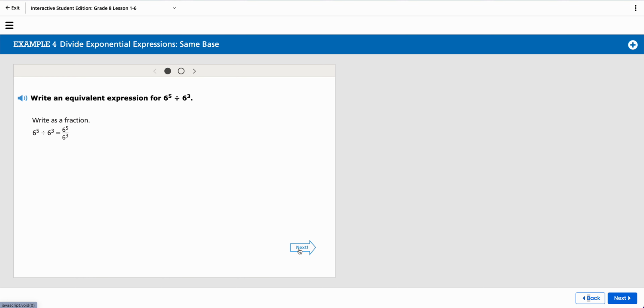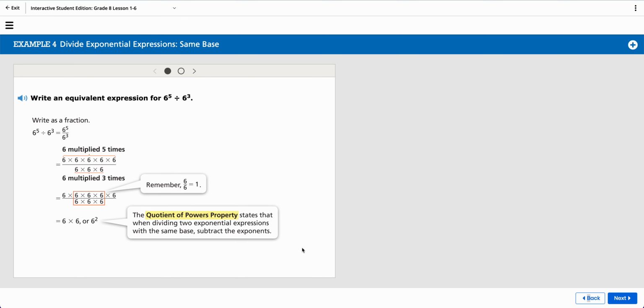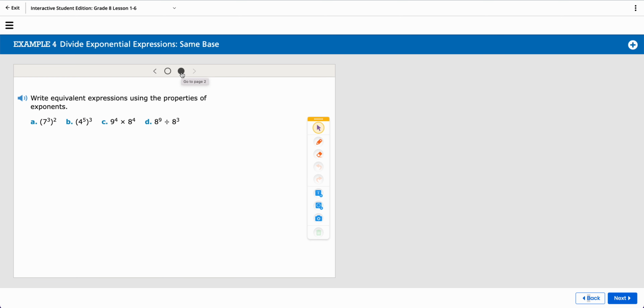Okay, we write it as a fraction. We kind of went through these steps already. There we go. The quotient of powers property states that when dividing two exponential expressions with the same base, subtract the exponents. All right, and then we get some examples to go through.